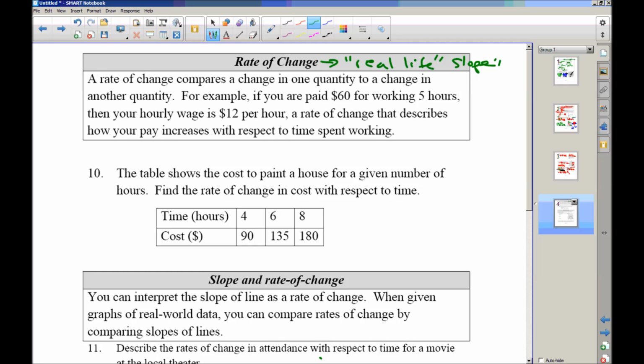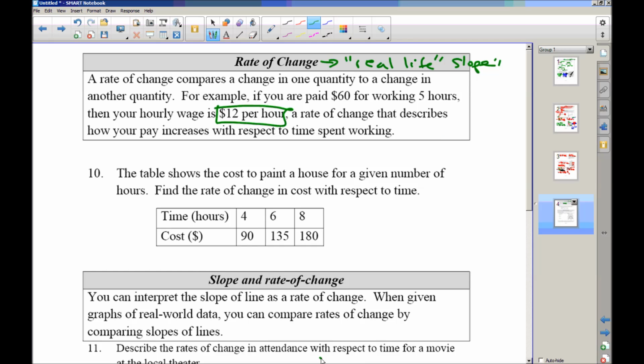So it's just a fancy way of saying slope. A rate of change compares a change in one quantity to a change in another quantity, just like slope, the change in the y to the change in the x. For example, if you are paid $60 for working 5 hours, then your hourly wage would be $12 per hour. So we had (5, 60) as 1 point, okay?